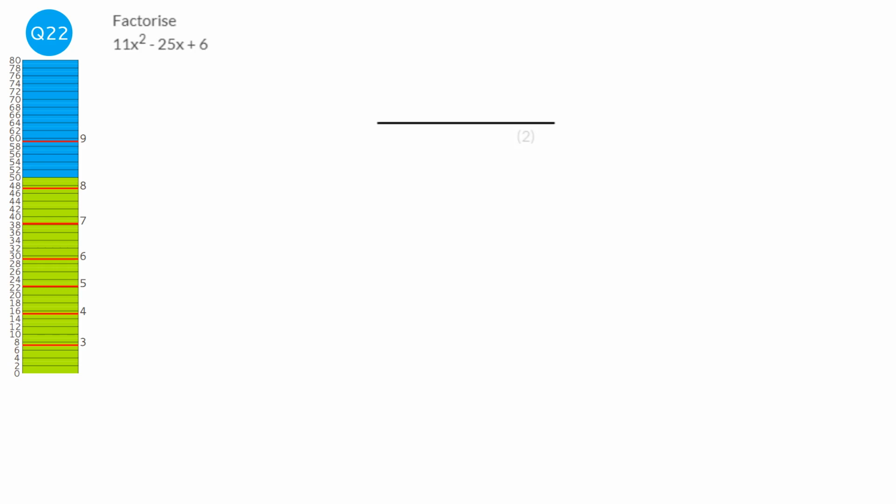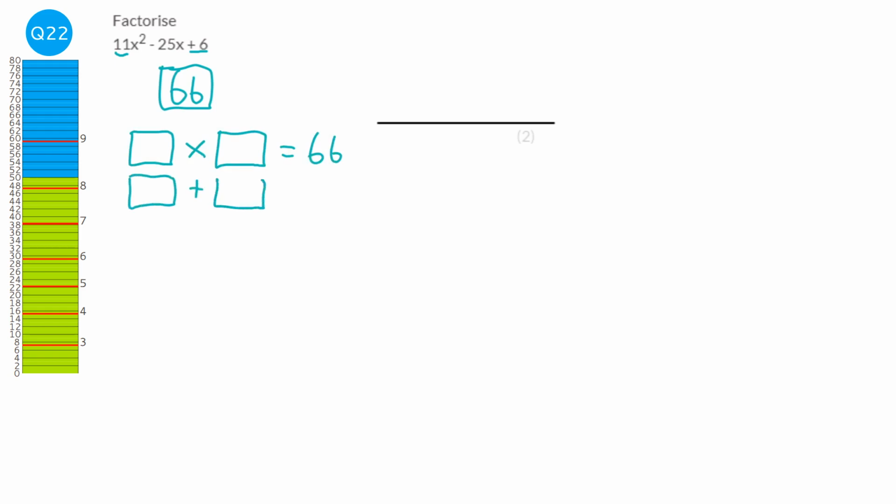So the first thing I'm going to do is look at the coefficient of the x squared, look at the number on its own at the end, and I'm just going to multiply them together. So 11 times 6, which is 66. And 66 is going to be quite a useful number, because what we're looking for is two numbers that times together to make 66. And we're looking for the same two numbers that add together to make the coefficient of the x, which would be minus 25.